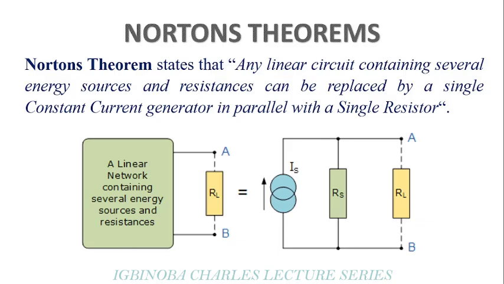Norton's theorem. Norton's theorem states that any linear circuit containing several energy sources and resistances can be replaced by a single constant current generator in parallel with a single resistor. So if you have a circuit arrangement containing more than one source and more than one resistance, it can be reduced into a single current source in parallel with a single resistance. So this is the equivalent Norton circuit. Then you introduce your load resistance in order to carry out any form of calculation.